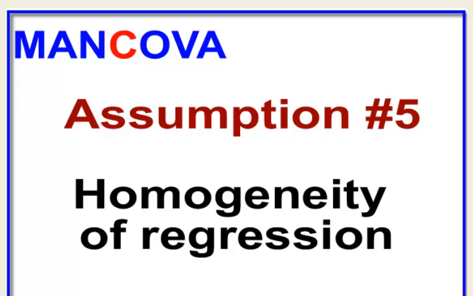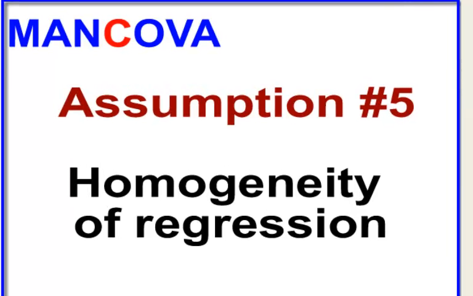Homogeneity of regression. Now, this is different than homogeneity of regression slopes, okay? That has to do with covariates, but at this step, homogeneity of regression only matters if you're putting the DVs in some kind of order of importance, and we're not, okay? So we're just going to go ahead and skip that one.